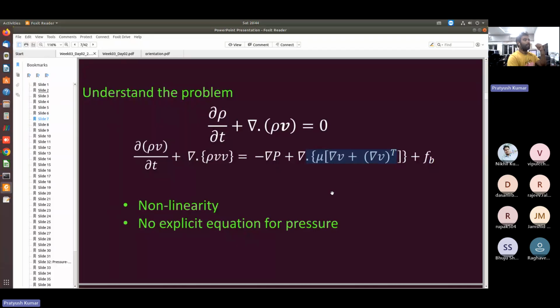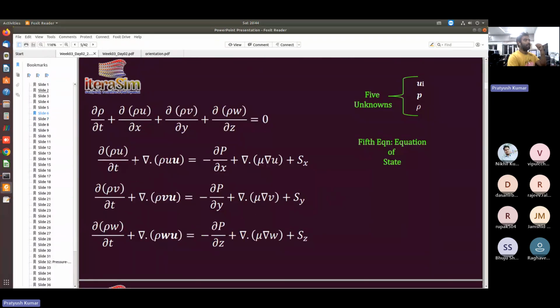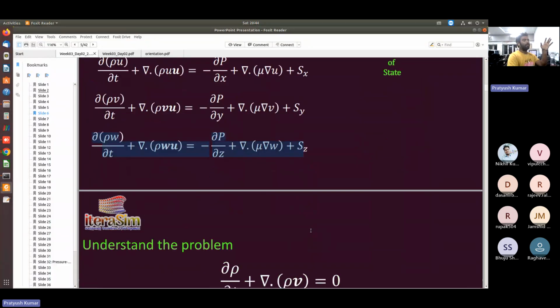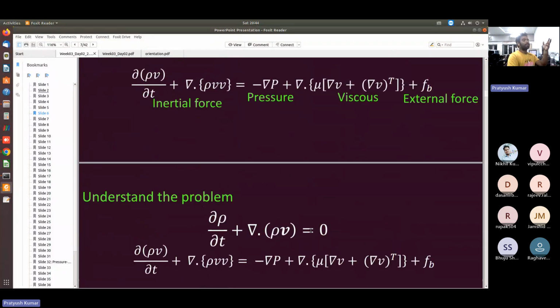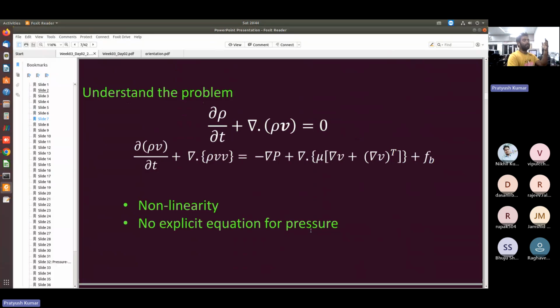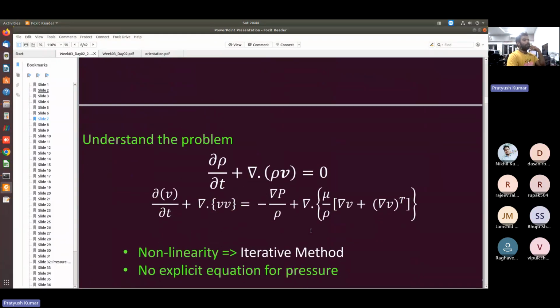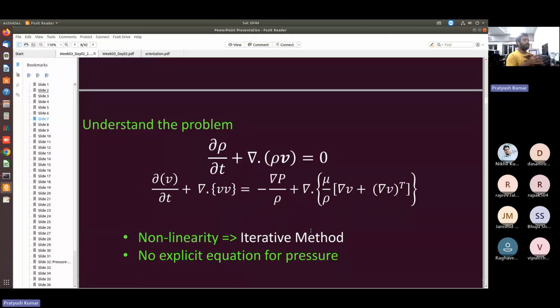Okay, so if we write these 3 equations, we can say this is the explicit equation for the u component of the velocity, this is for the v component of the velocity, and this is for the z component of the velocity. But we don't have any explicit equation for the pressure.